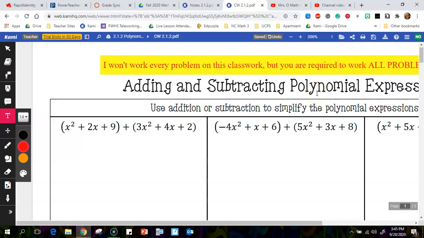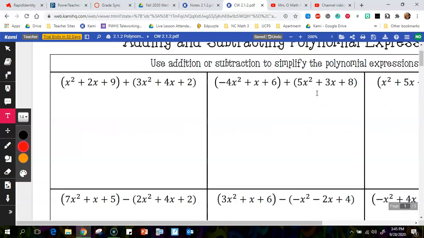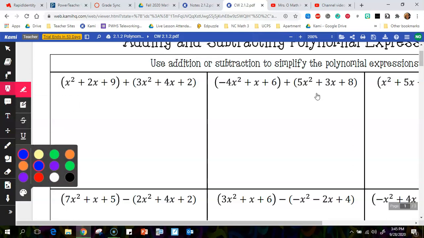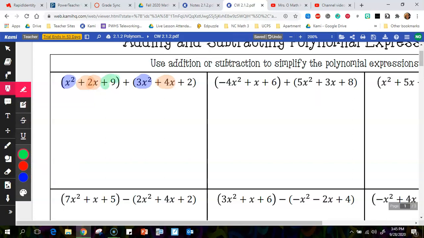Okay, so let's start with the top section, which was just adding and subtracting polynomial expressions. I'm going to go a little bit slower on this one, and then I'll start going a little bit faster as we go. We have some like terms. Let's highlight our like terms: the x squared terms, the x terms, and I like to go ahead and get the operational symbol too. And let's do green for the constants, which are the numbers.